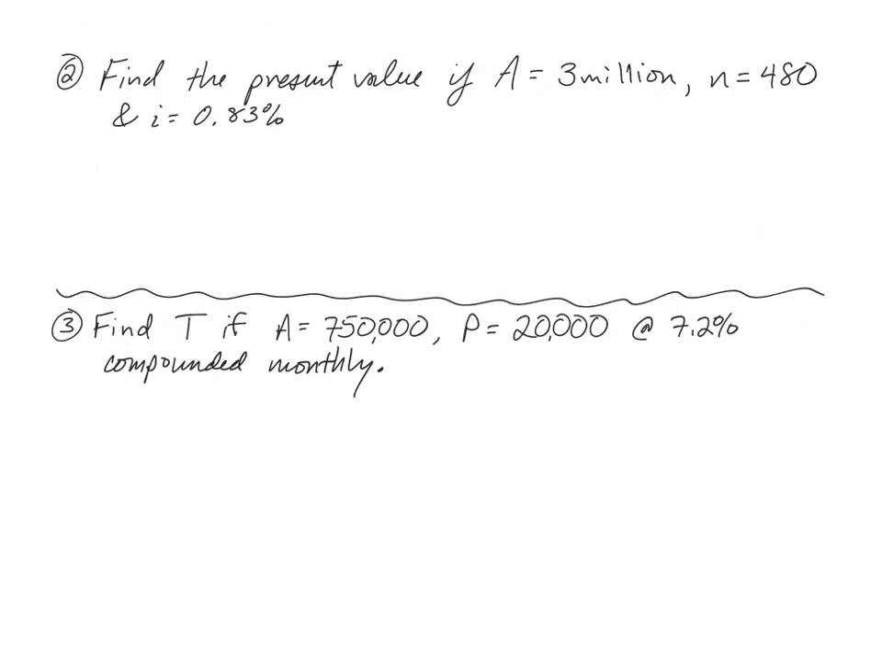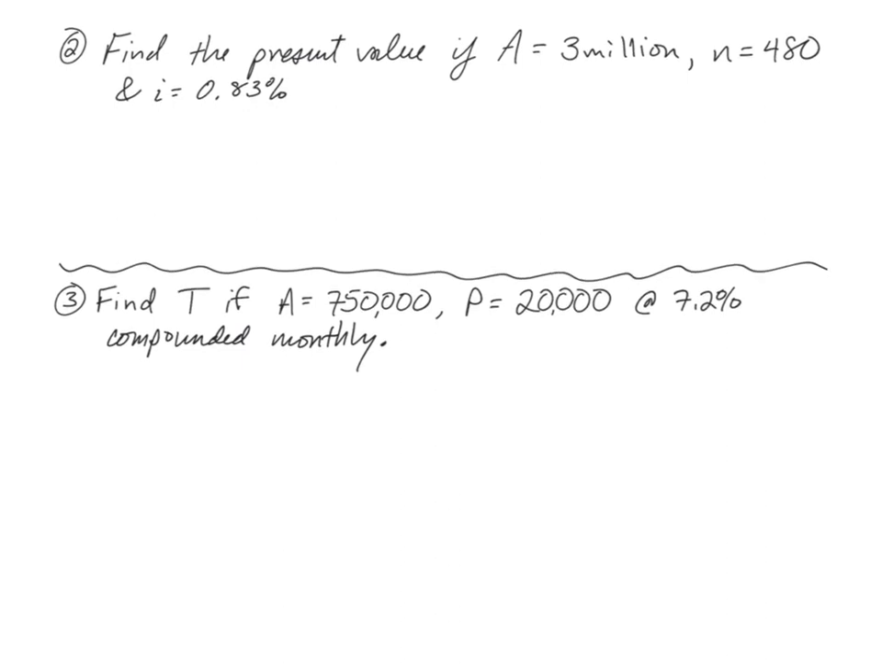All right, for this second example, we're going to find the present value if the future value is 3 million. I think that's a great goal. The number of total compoundings is 480, and the interest rate per compounding is 0.83%. Ooh, percents. I don't like it. I want to move it right away. This is going to be 0.0083 as a decimal. So we want to use this in our formula.